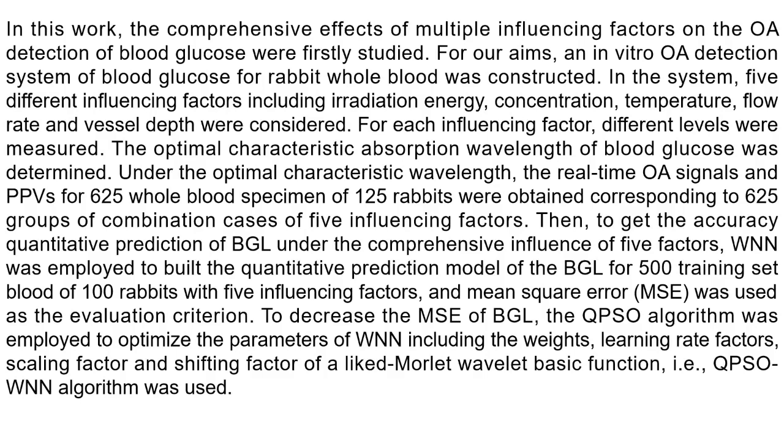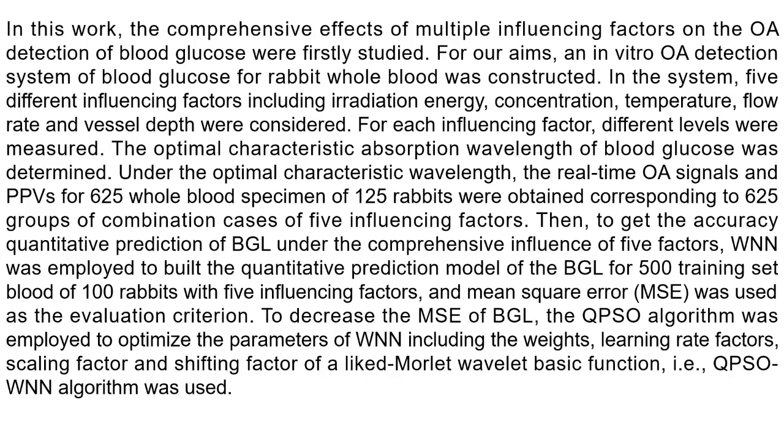For our investigation, an optoacoustic detection system of blood glucose for rabbits' blood was constructed. In the system, 5 different influencing factors including radiation energy, concentration, temperature, flow rate, and vessel depth were considered. For each influencing factor, different levels will be measured to find the optimal characteristic waves. Absorption waves of blood glucose will be determined, and under the optimal characteristic waves the real-time optoacoustic signals and PPBs for 625 blood specimens of 125 rabbits will be obtained, corresponding to 625 groups of combination cases of 5 influencing factors.